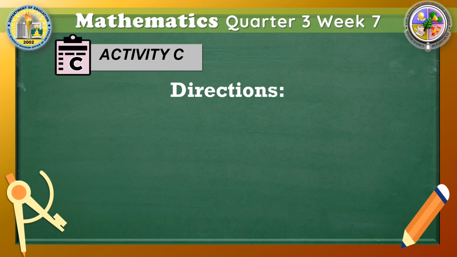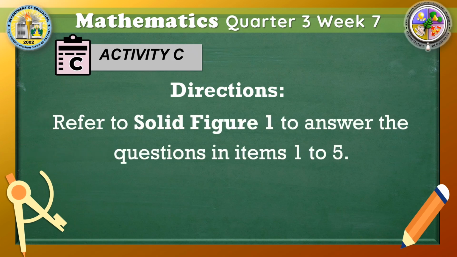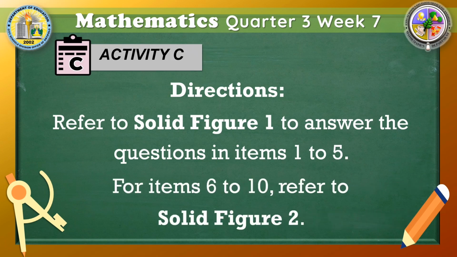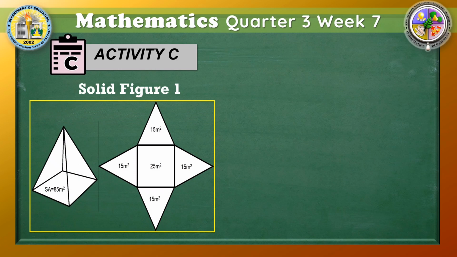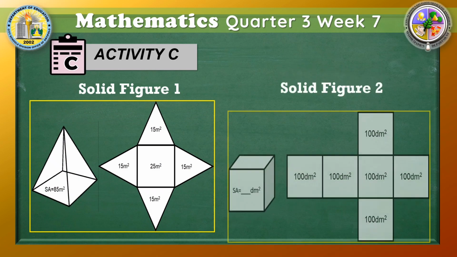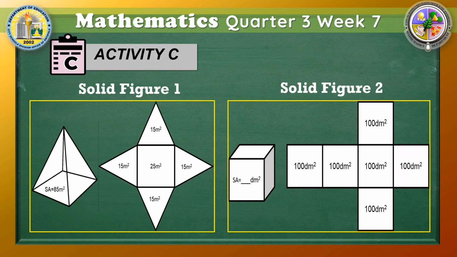Activity C, Directions. Refer to solid figure 1 to answer the questions in items 1 to 5. For items 6 to 10, refer to solid figure 2. For a clearer view, on the left side of the screen, you will see solid figure 1. On the right side of your screen, you can see solid figure 2.